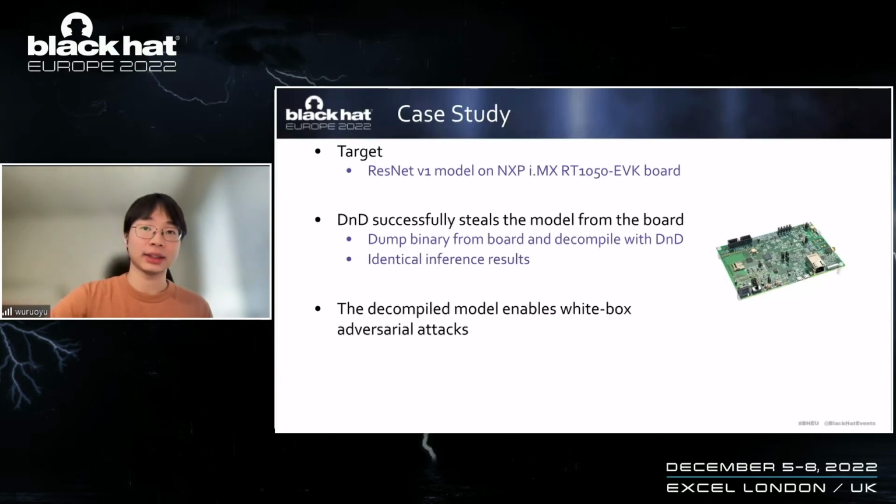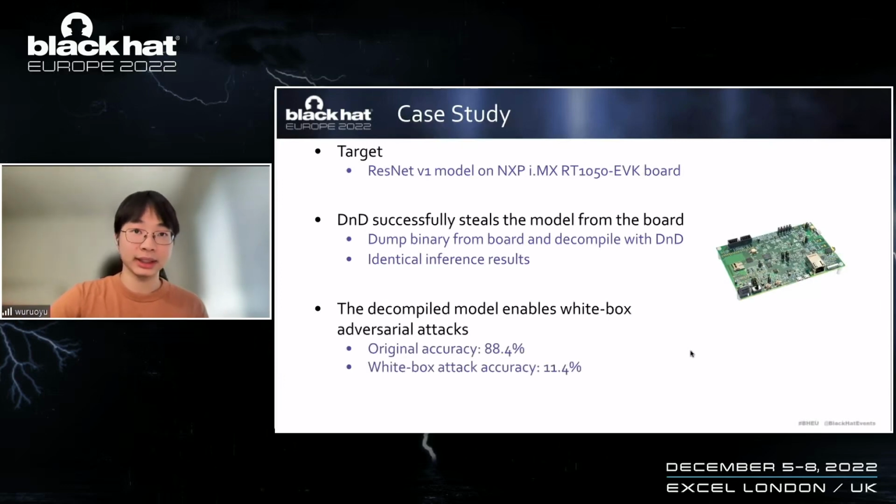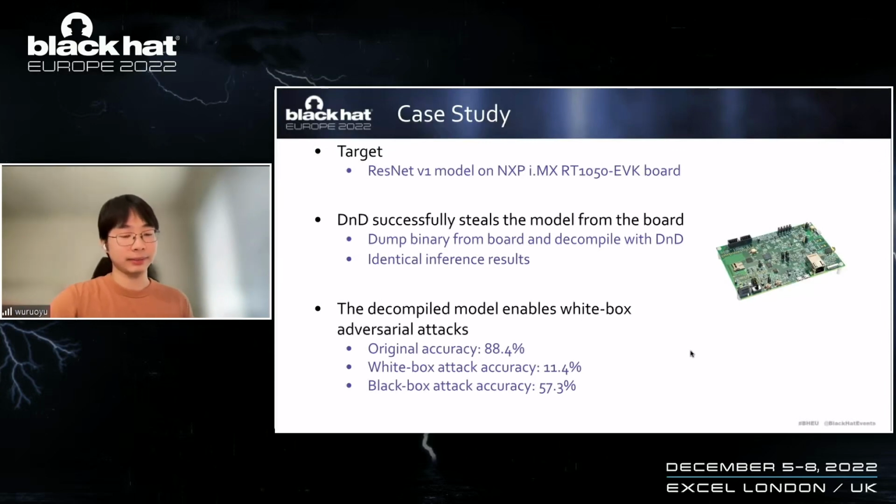Besides, we also show that the decompiled DNN model can be leveraged to boost adversarial attacks. With the decompiled model, we launch a white box adversarial attack, which successfully reduced the inference accuracy from 88% with the original inputs to 11% with the white box adversarial input, while the black box attack can only degrade the inference accuracy to 57%.